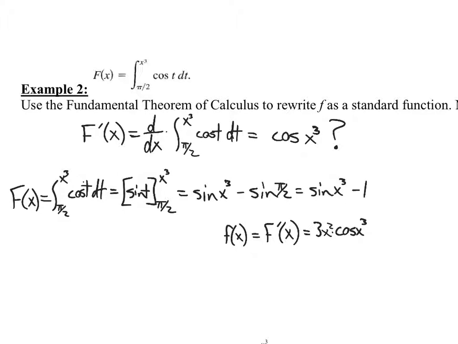Okay. Why is it this answer? Yeah, we were using the chain rule here. The x cubed is inside the sine, so we do the derivative of the outside. Derivative of sine is cosine. And then times the derivative of the inside, so it's times 3x squared. And then the minus 1 just becomes a 0, right? Because we're taking the derivative.